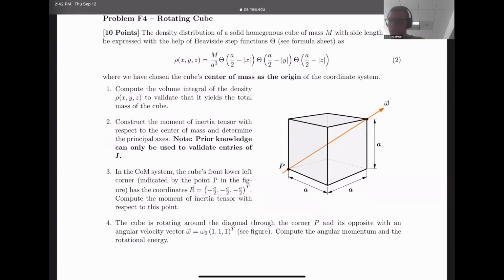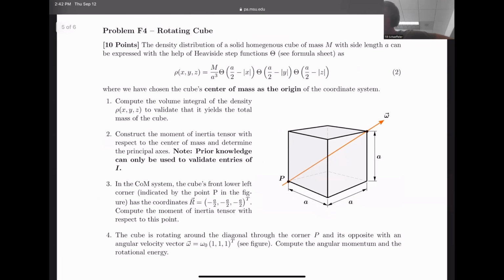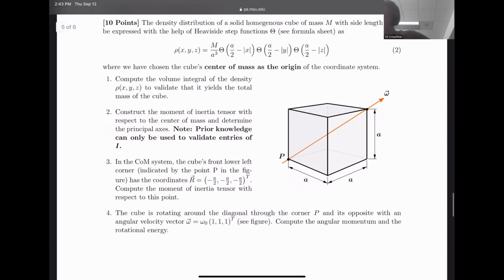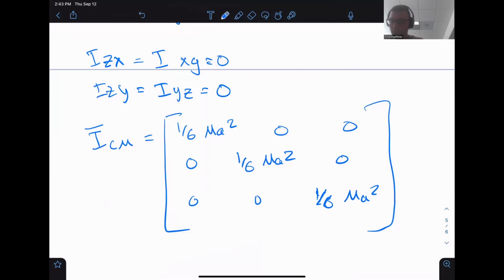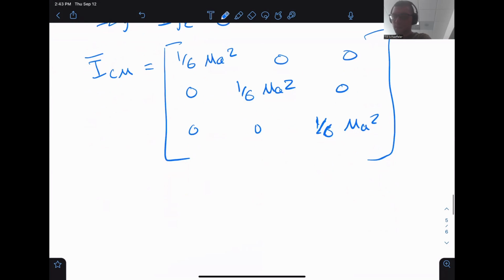Now we need to find the moment of inertia tensor with respect to the point at the bottom of the cube, the front lower left corner indicated by point P, and compute the moment of inertia tensor through that point. The way we're going to do that is we're going to use the parallel axis theorem again.